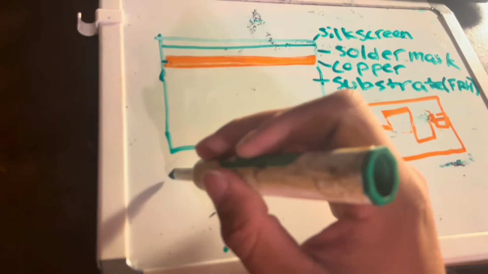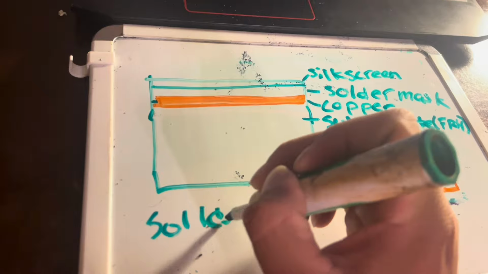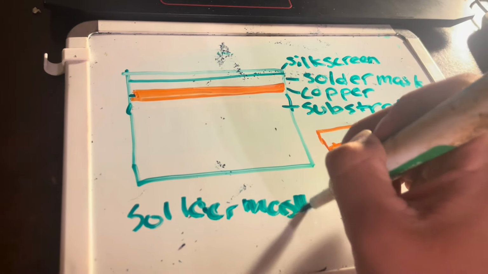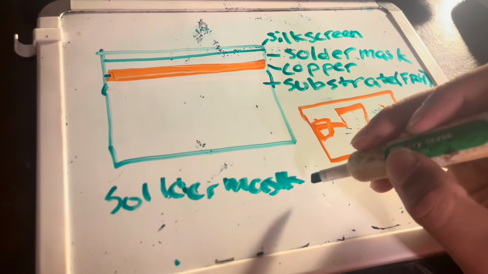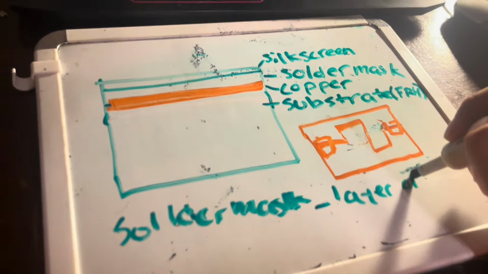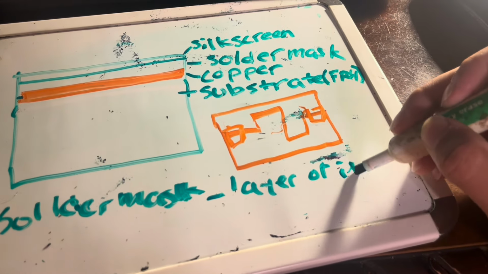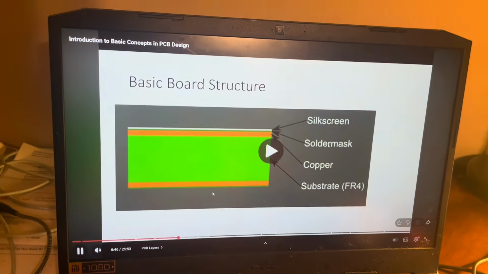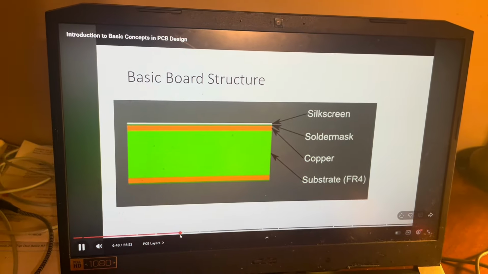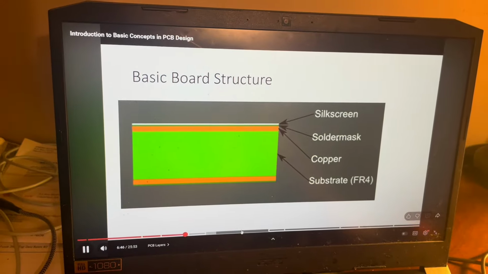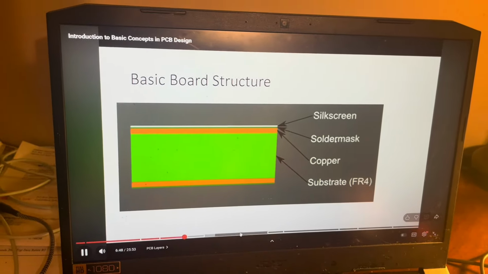So solder mask. Let's come right here. Solder mask: a layer of insulation on top of the copper so that things won't touch each other.